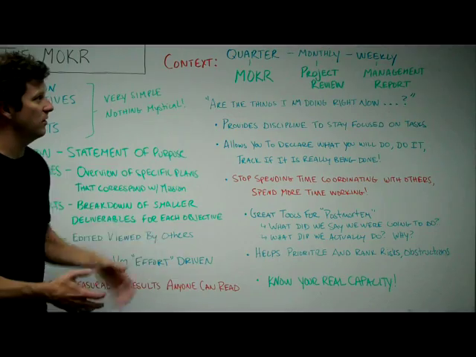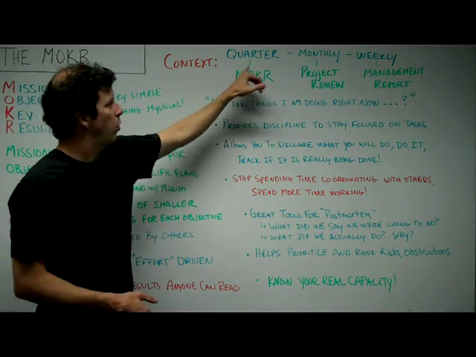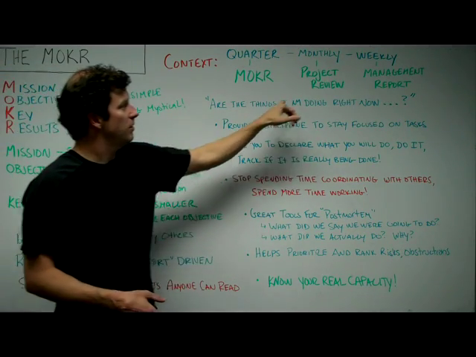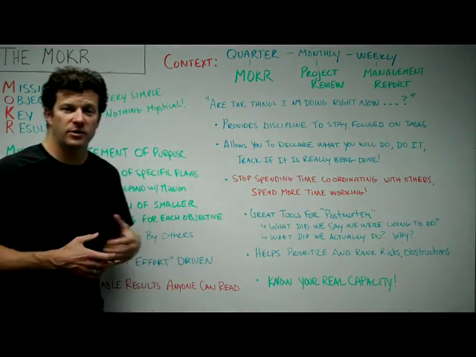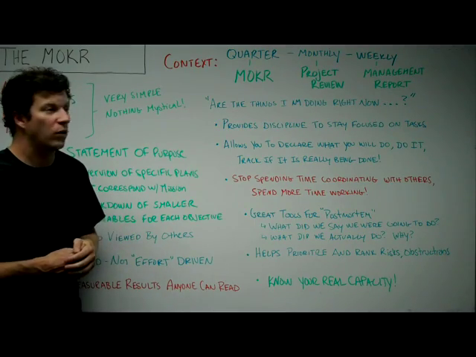So let's give this a little context. Where does the Mocher fit in with what we do in the Foundry? Well, the Mocher is a quarterly goal. It says in the next 3 or 4 months, here's what I'm going to accomplish with my business. There's a monthly version of that called the project review. It's not a document, it's actually a meeting, but that keeps you on track from month to month. It forces you to state 4-week goals.